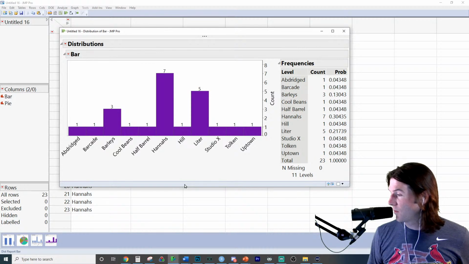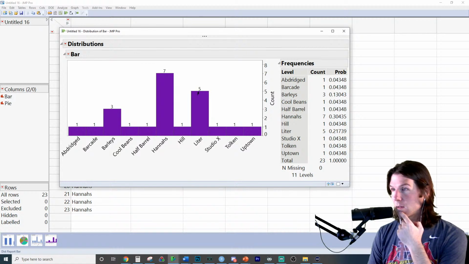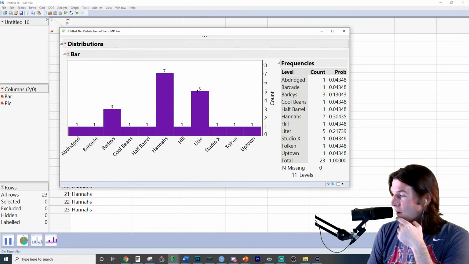How did you make the text option for the numbers black? So are you saying these numbers right here?